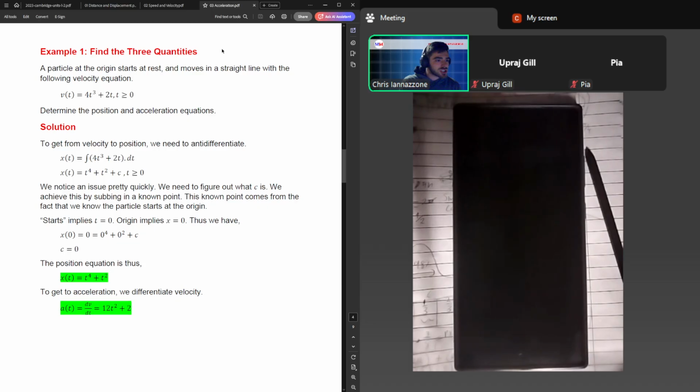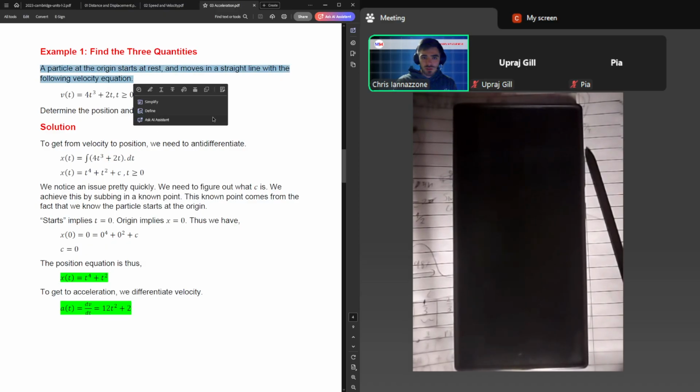So a pretty common question that'll come up is to figure out what your position, velocity, and acceleration are, based on just having one of those equations. So in this case, we have velocity. To get position, we integrate. To get acceleration, we differentiate. Now there's a little bit more to it than that, because when you integrate, you're going to get this plus c that comes along with the equation.